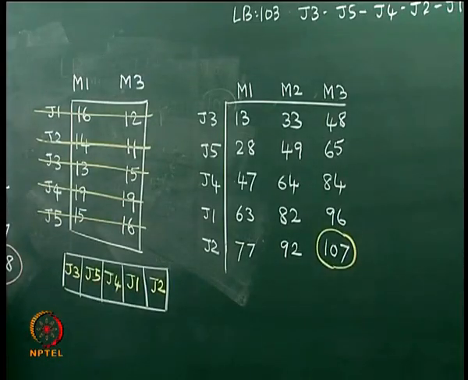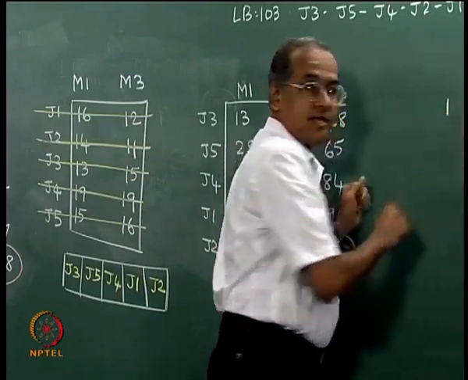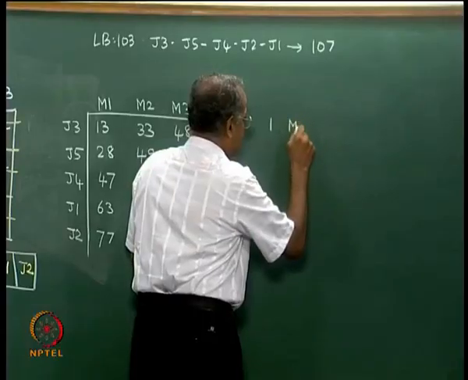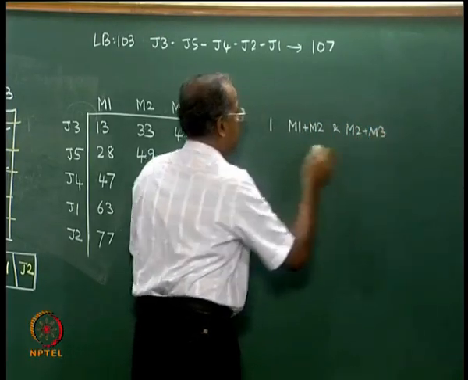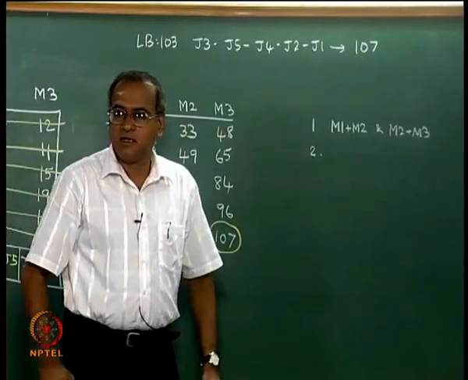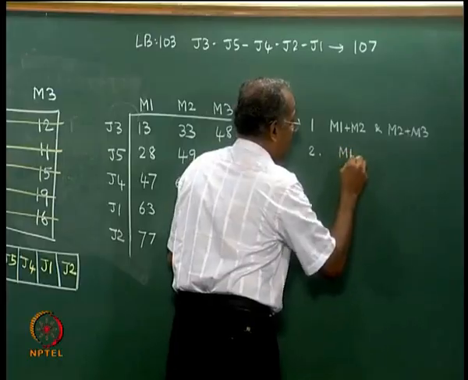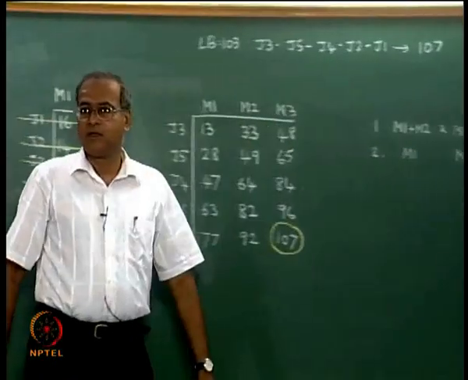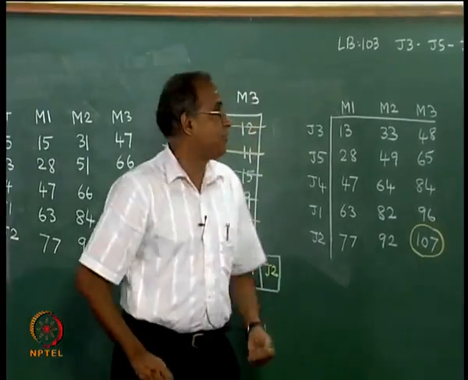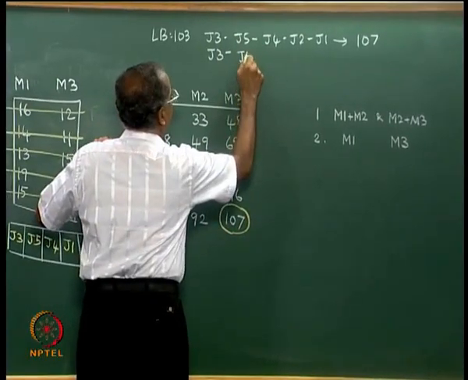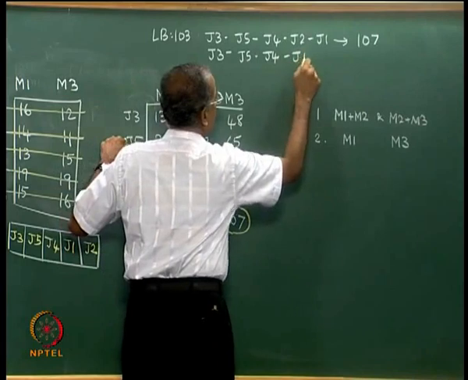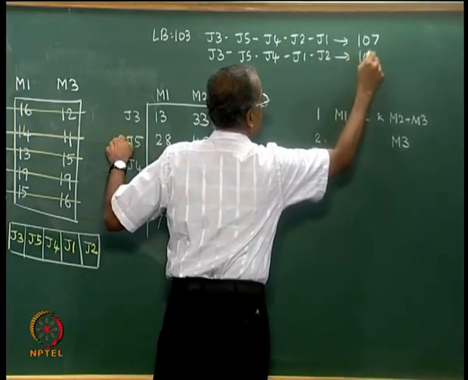So we essentially evaluated two solutions in this algorithm. The first one we did for a 3 machine problem was a Johnson problem with M1 plus M2 and M2 plus M3 based on the Johnson extension. The other is we did only M1 and M3, and we took the best out of the two, and therefore we get another solution with J3, J5, J4, J1, J2 with 107 again.